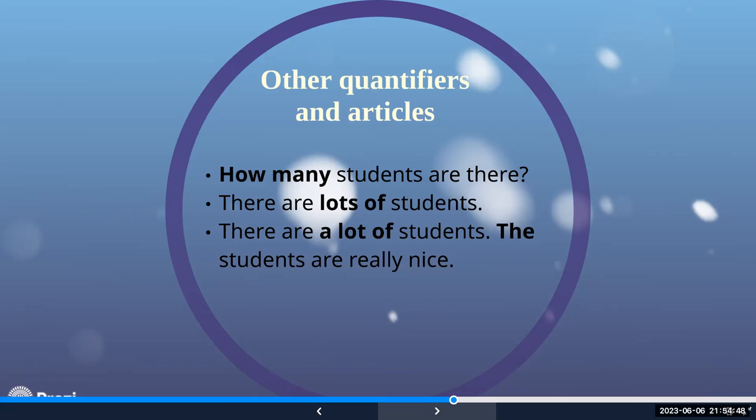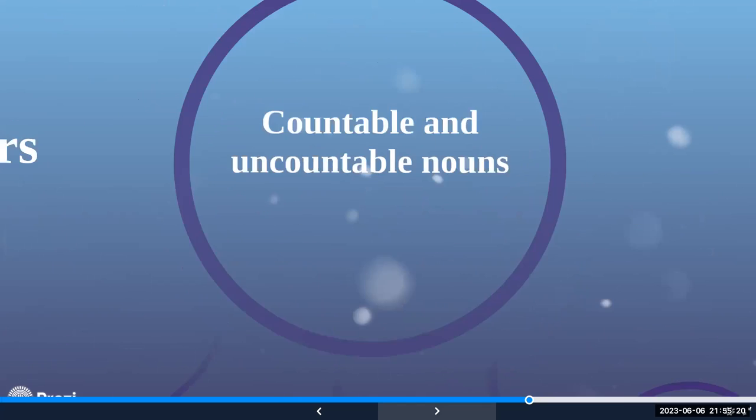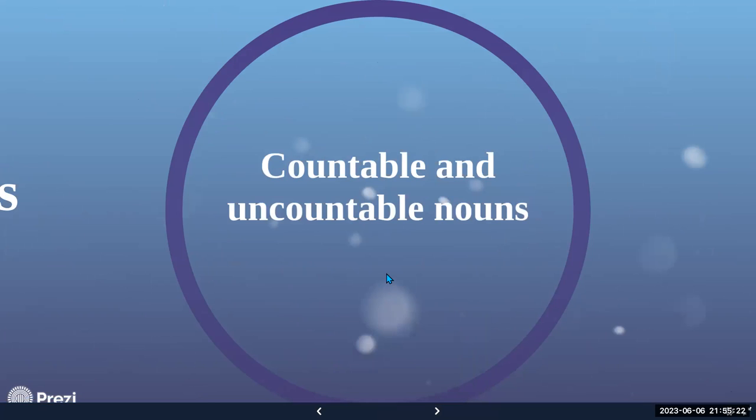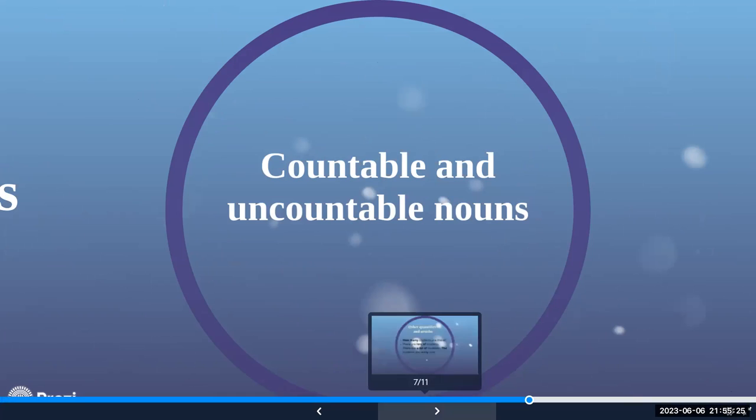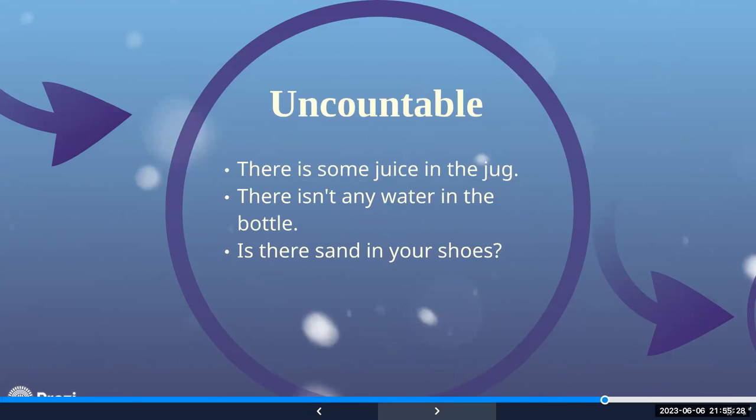¿Qué significa entonces los dos ejemplos? En el primero, donde dice lots of, no tengo un artículo, pero sí tengo un cuantificador. En cambio, en el segundo, sí tengo un artículo que sería a lot of students. No sé si me comprende de este paso a este. Exacto. Ok. Y luego dice, the students are really nice. Ok, pero veamos qué más tenemos. Ojo aquí. Countable and uncountable nouns. Tengo nombres contables y no contables.